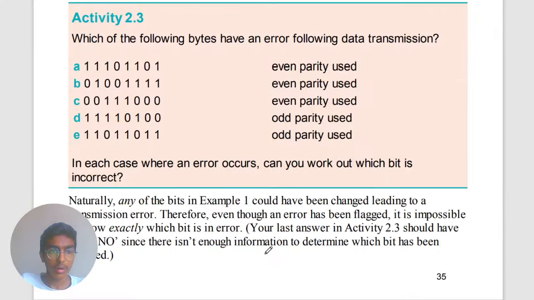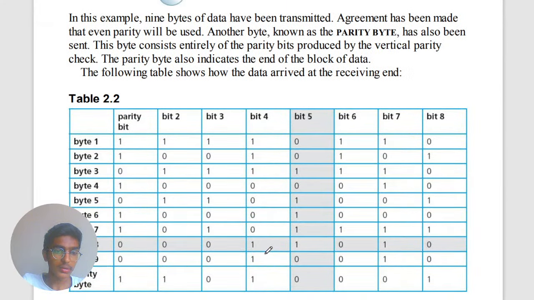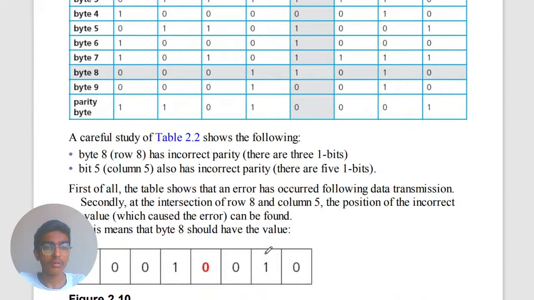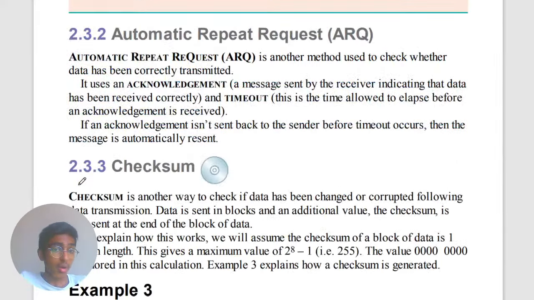Very simple. Parity bit is one of the simplest. Sometimes they also give you tables where you have to find the missing parity bit and then correct it. Very simple, very easy. Then what you have to say is, for example, byte 8 has incorrect parity, bit 5 has incorrect parity, and you get your 3 marks. Okay, very simple, very easy. So this is all about parity bit.